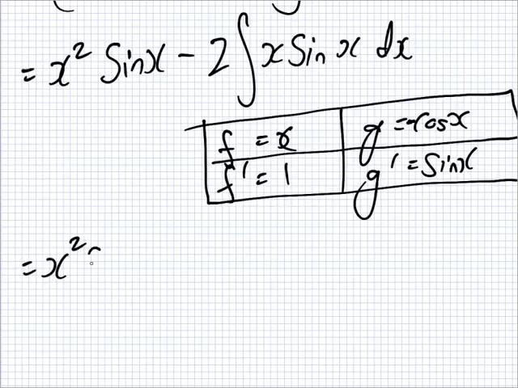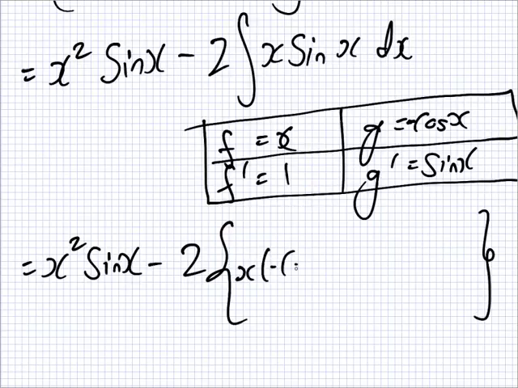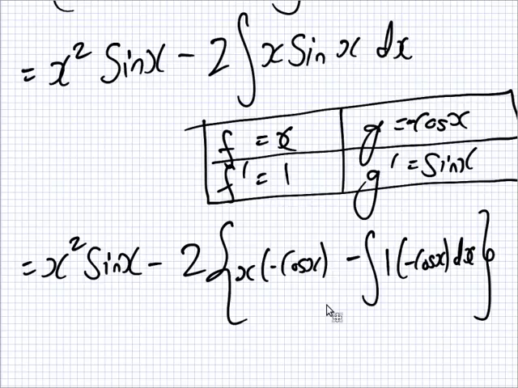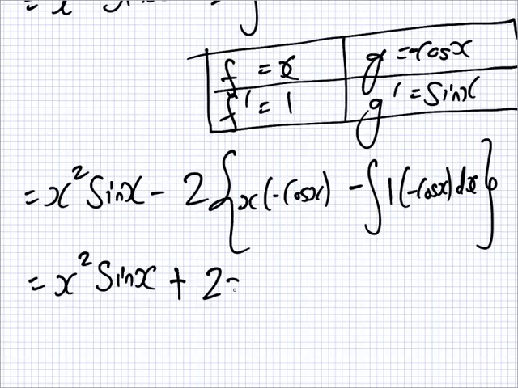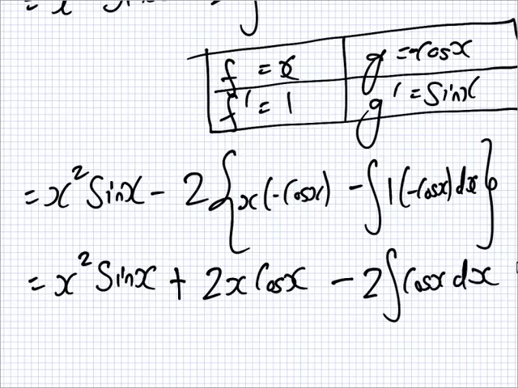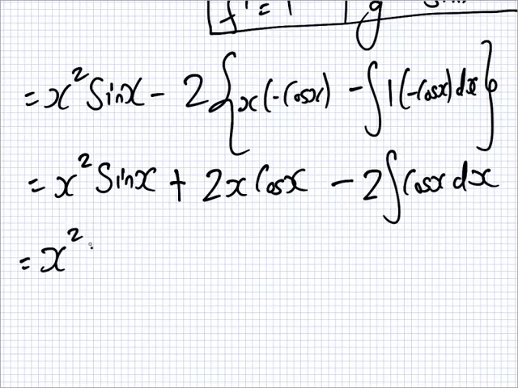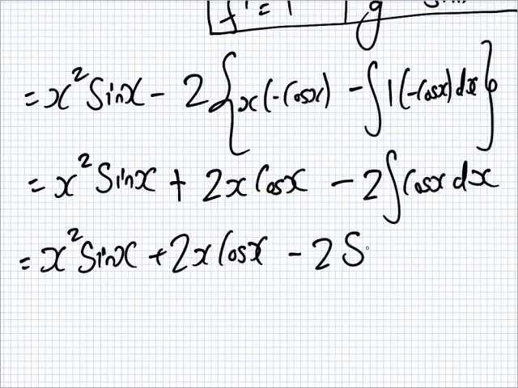So now this becomes x squared sine x minus 2, and then inside here we have fg minus f derivative g again. So this will be x squared sine x plus 2x cos x minus 2 cos x dx. So after using the rule twice, it's now easy enough to finish. Last line, x squared sine x plus 2x cos x minus 2 sine x, plus c.